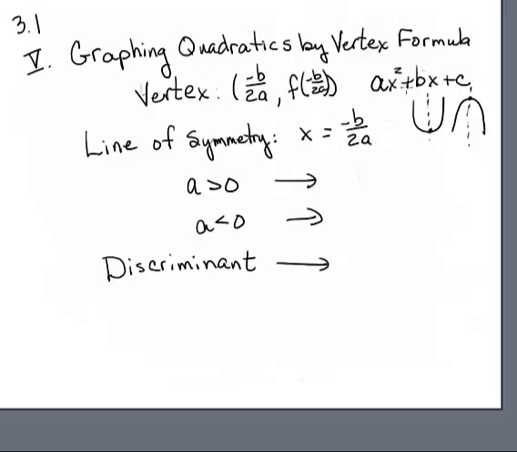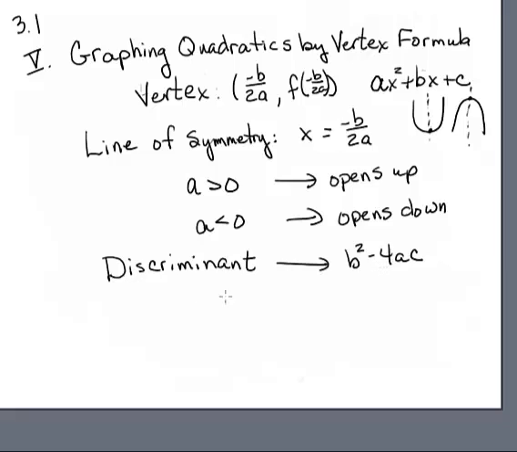We also know that if a is bigger than 0, the parabola opens up, and if a is negative, it opens down. Another thing we can tell is from the discriminant, which is b squared minus 4ac. You might remember that is what's under the square root symbol in the quadratic formula. That is what we call the discriminant.